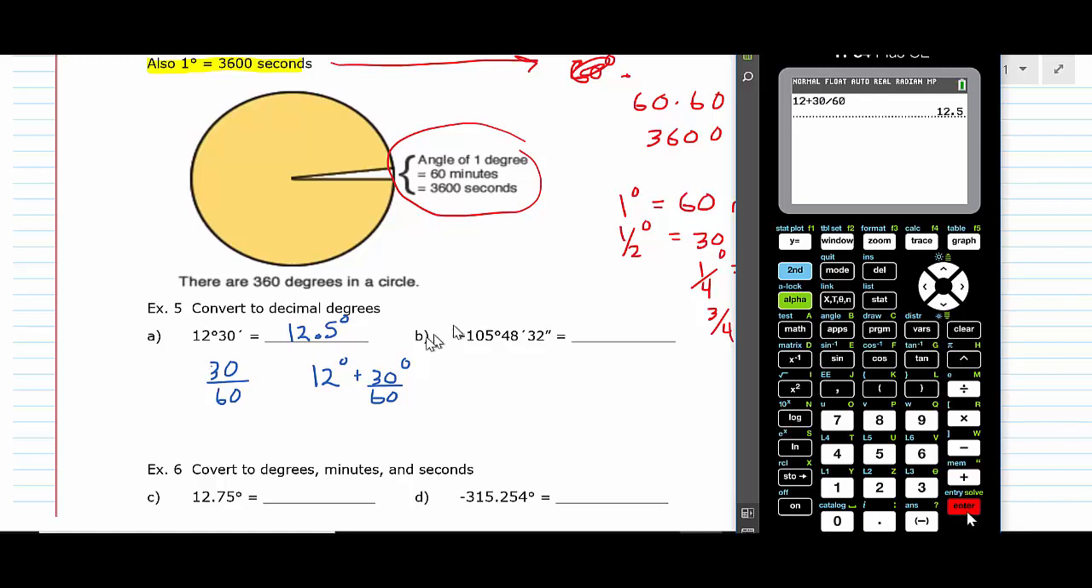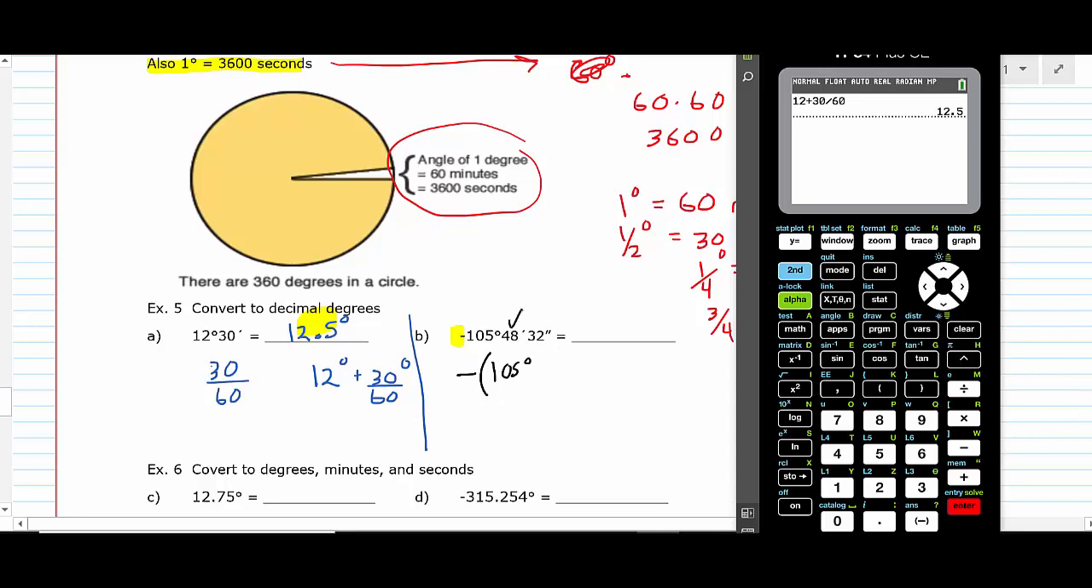Okay? Right? So the next one, the thing about this, students are really bad about this sometimes. Don't put the negative in your calculator. You can type it in your calculator like this. You could have negative parentheses, then you would have 105 degrees.